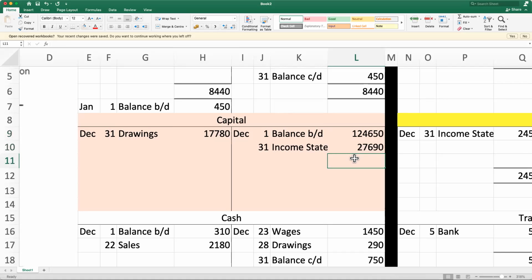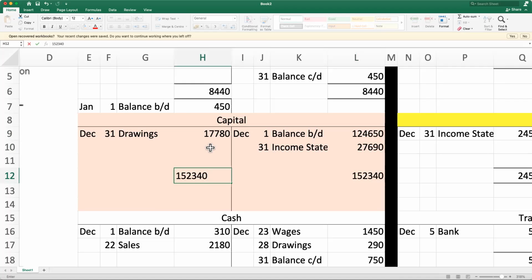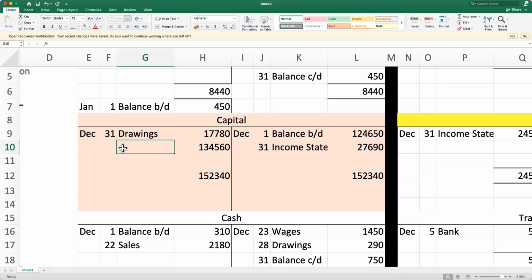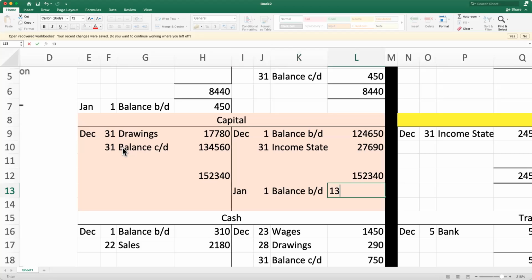Now I'm going to take the total here, which is 152,340. Subtract this 177,180. So I'll get 134,560. This is my balance carried down. Also on December 31st, I need to bring it forward to January 1st. Balance brought down, 134,560.